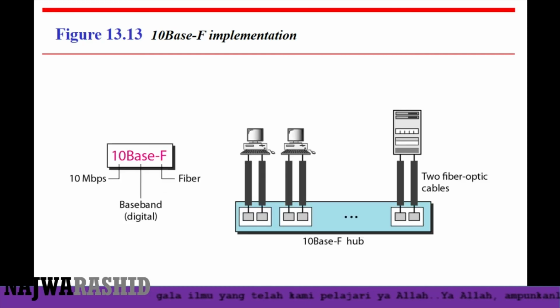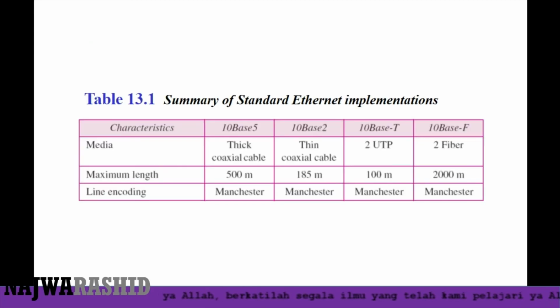The next one, we have 10BaseF. This 10BaseF uses fiber optic cable. 2 fiber optic cables use the star topology, and the maximum distance for the fiber optic is 2000 meters. Baseband transmission. So in summary, this is the summary for the standard Ethernet implementation. We have 10Base5, thick cable, 500 meters, line coding is Manchester. All the standard Ethernet implementations use the line coding of Manchester.